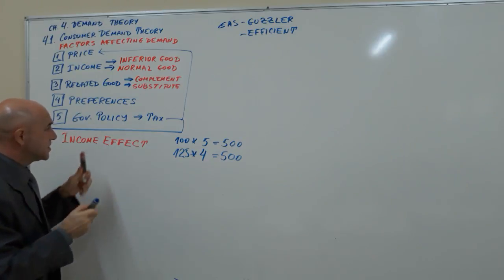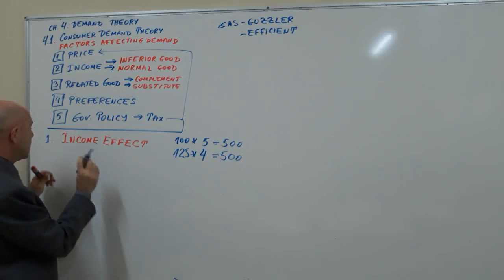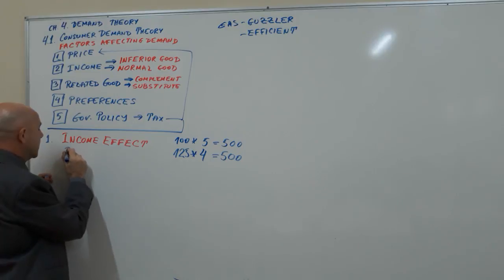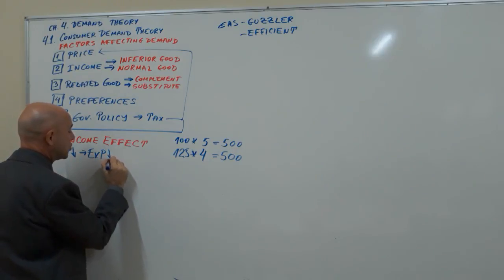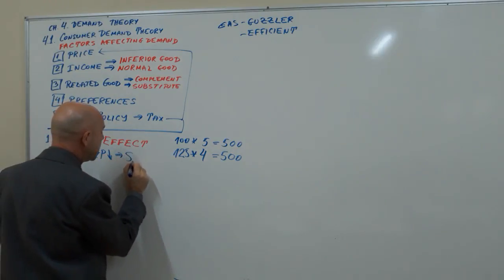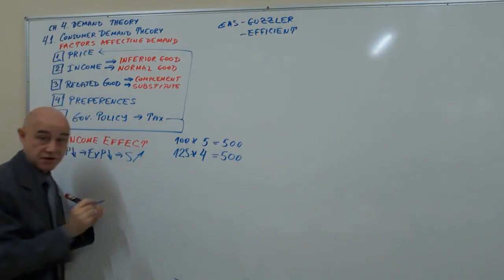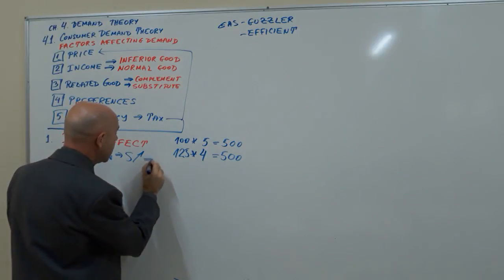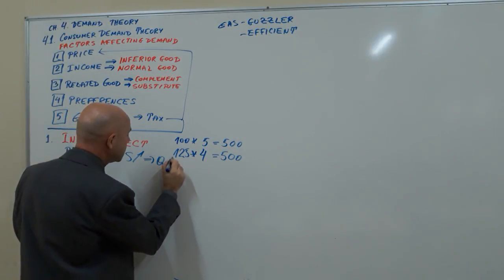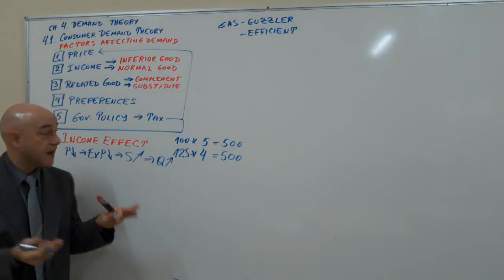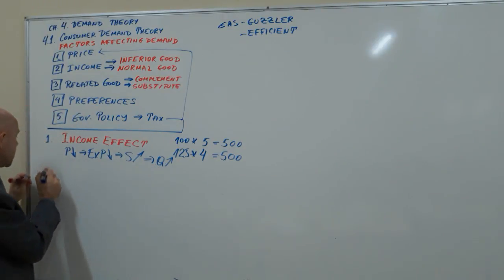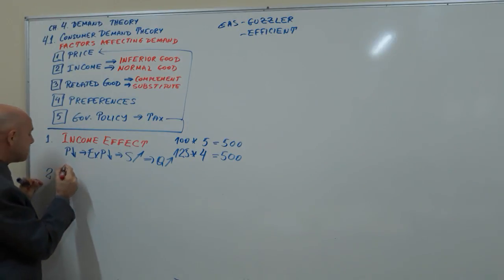So, what does the income effect say? Let me try to write it out. If the price goes down, this means that the total expenditure goes down. This means that the savings go up. And this means that if you save more money, you just buy more quantity with the saved money. So this is the income effect. Now let's try to do the substitution.